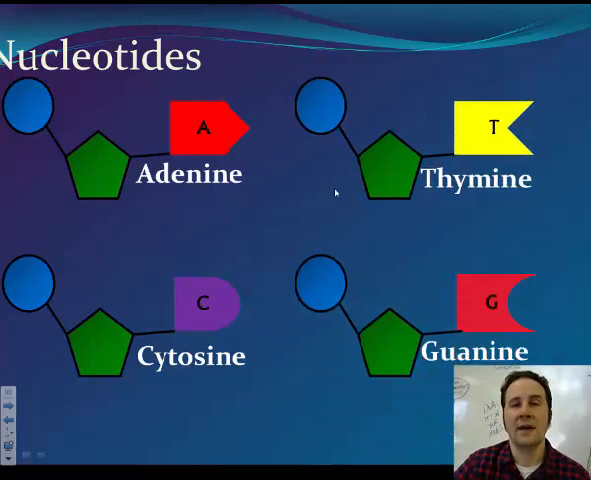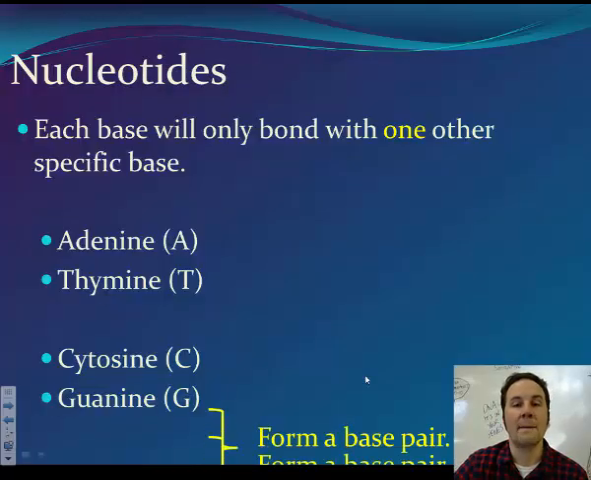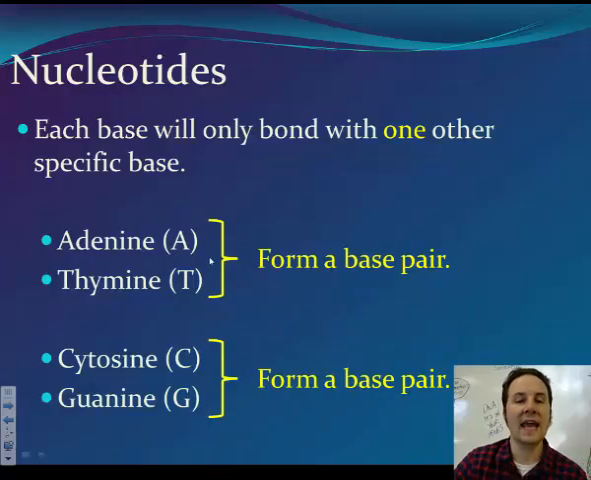One thing that I want you to pay attention to here is A will always bond with T, and C will always bond with G. What we call that is a base pair. So the fact that A only bonds with T and C only bonds with G will make it very, very good for us to be able to decode DNA later in the semester.